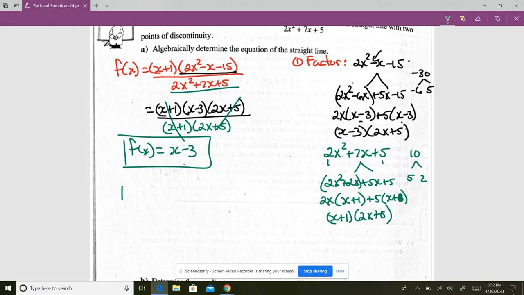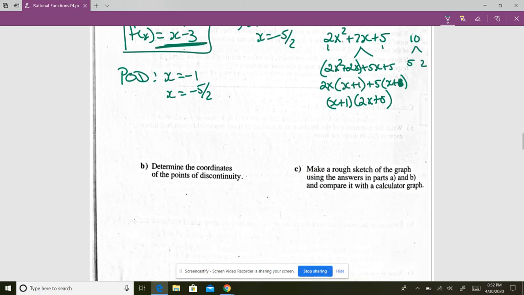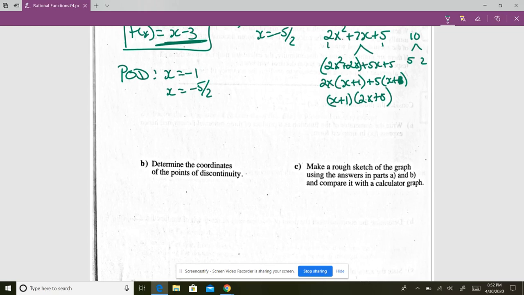Okay, that means we have these: x is equal to negative 1, and 2x plus 5 equals 0. If you solve that, set it equal to 0, you get x is equal to negative 5 halves, or negative 2.5. Okay, and this is a linear line. So, we're going to make a sketch of the graph. So let's figure out all the coordinates of the points of discontinuity.